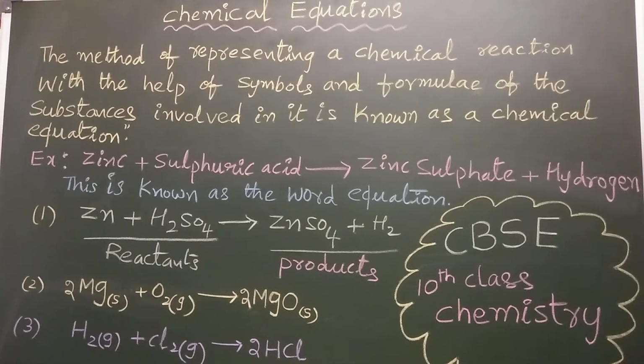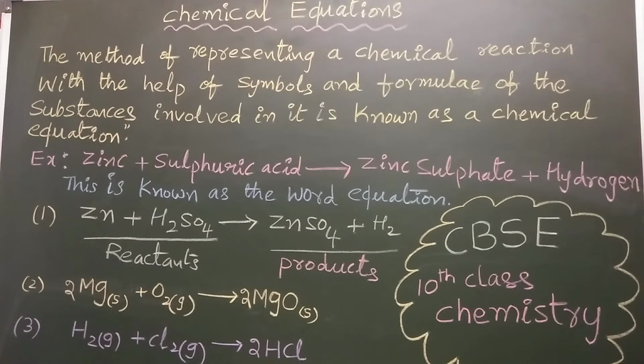Today we are discussing 10th class CBSE chemistry, chemical equations and reactions. So what is meant by a chemical equation? See children, the method of representing a chemical reaction with the help of symbols and formulae of the substances involved in it is known as a chemical equation. For example, symbols and formulae.